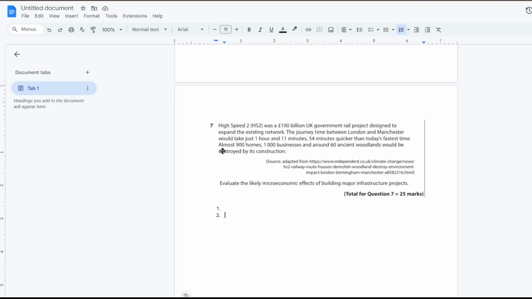Okay, so we've got this context about HS2. We're not required to use it, but they're giving us this information, so we have the option of using it, and I think it makes sense to refer to this as our example.